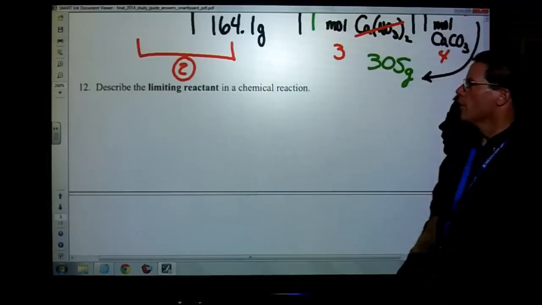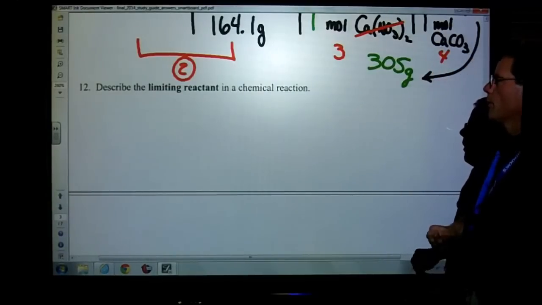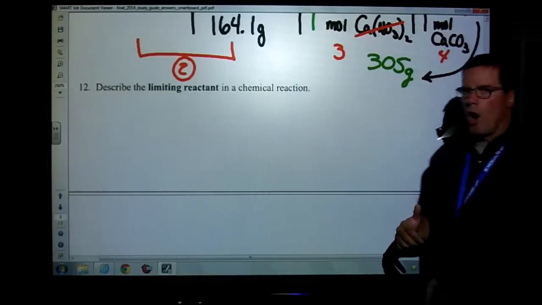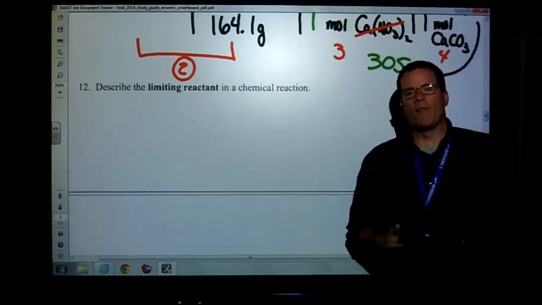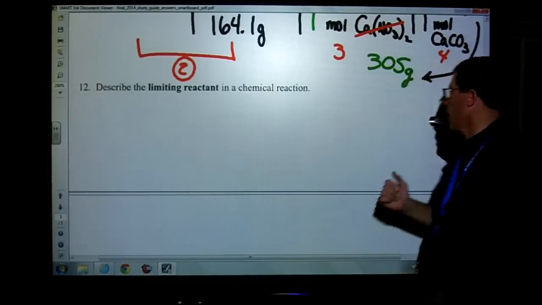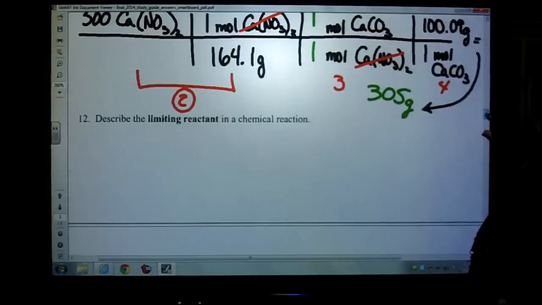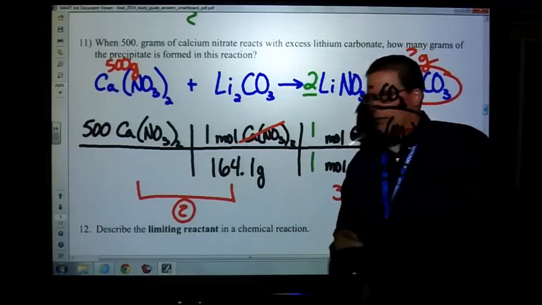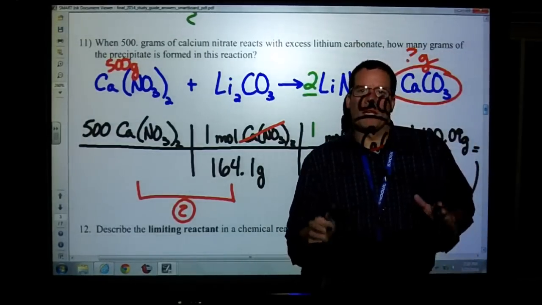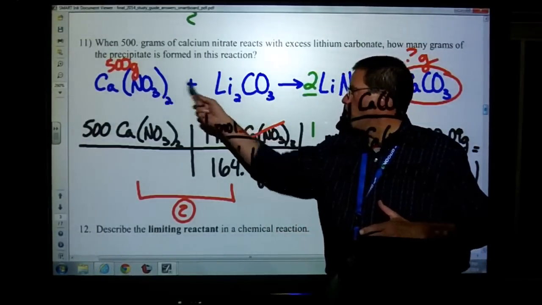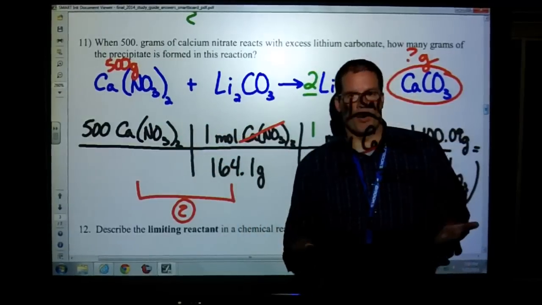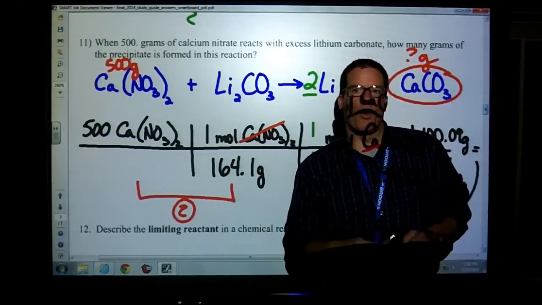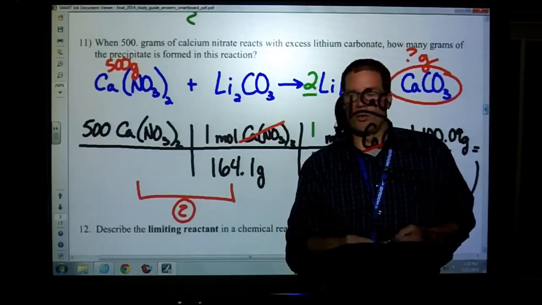Number 12, describe the limiting reactant in a chemical reaction. Now what's nice about up till this point, all of the questions that I've been asking have not had a limiting reactant. But I'll go back and look at a couple of these questions here. Now, what a limiting reactant is simply this. It's something that we start with that runs out first or is consumed completely before the other reactant or reactants have had a chance to be consumed.